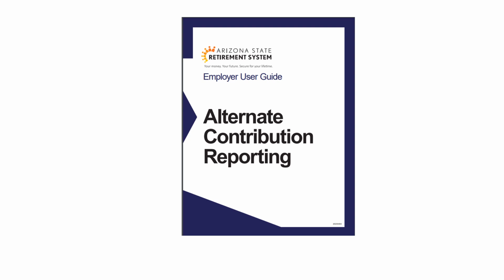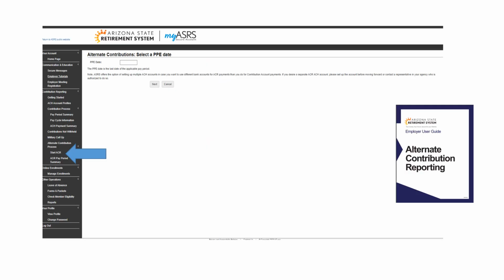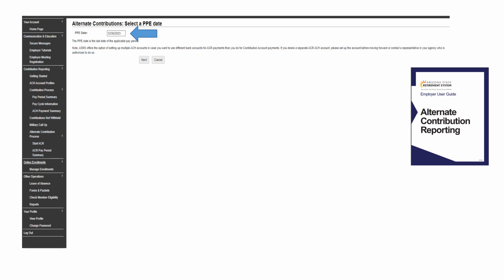We bring up ACR simply for showing you how to report and make any corrections if needed. Please refer to the Return to Work Basics presentation for the ins and outs of ACR. Both web-based and file upload contribution reporting have the same process for ACR reporting to the Arizona State Retirement System. To begin the process, you will select Start ACR under Contribution Reporting. Add in your pay period end date and select Next.